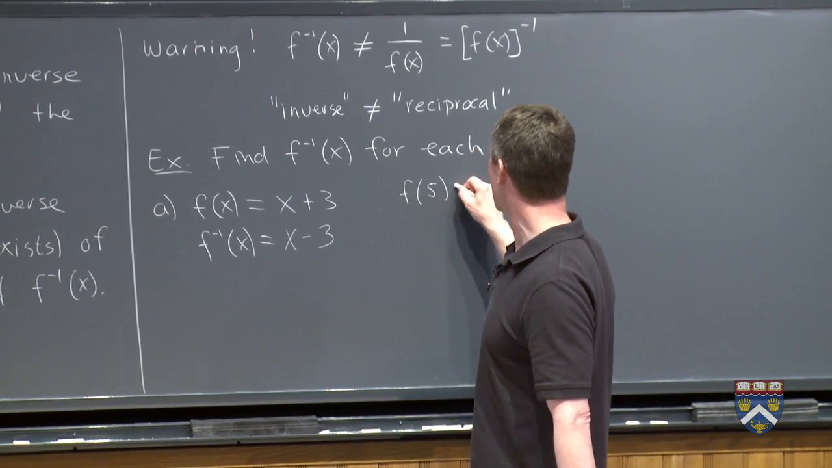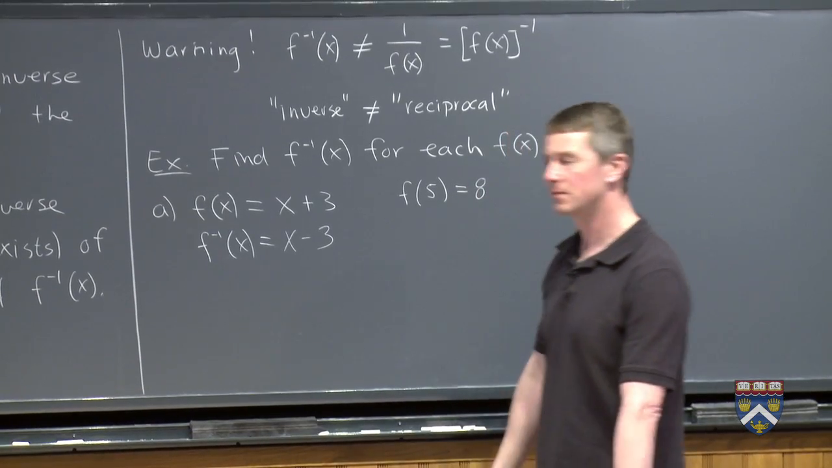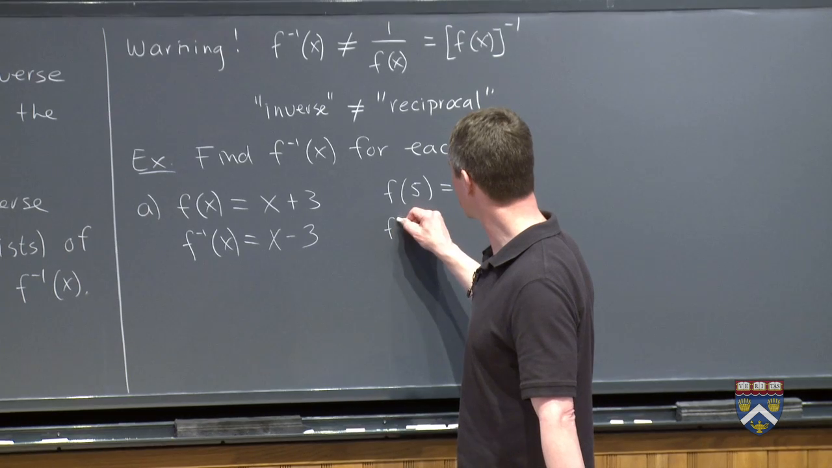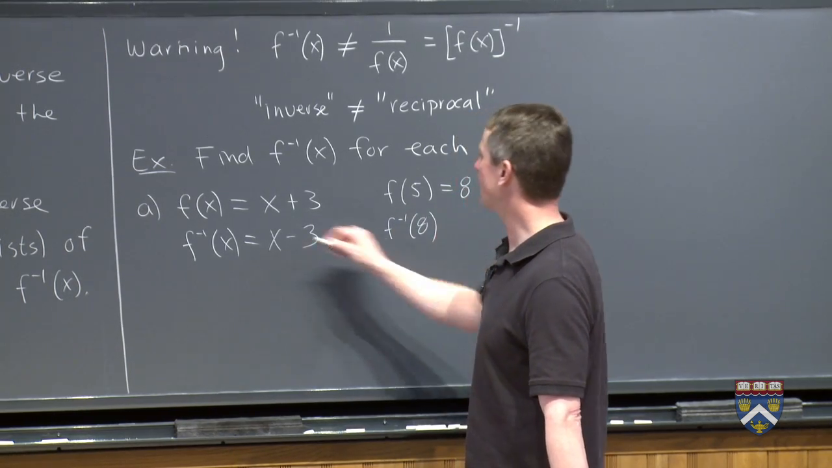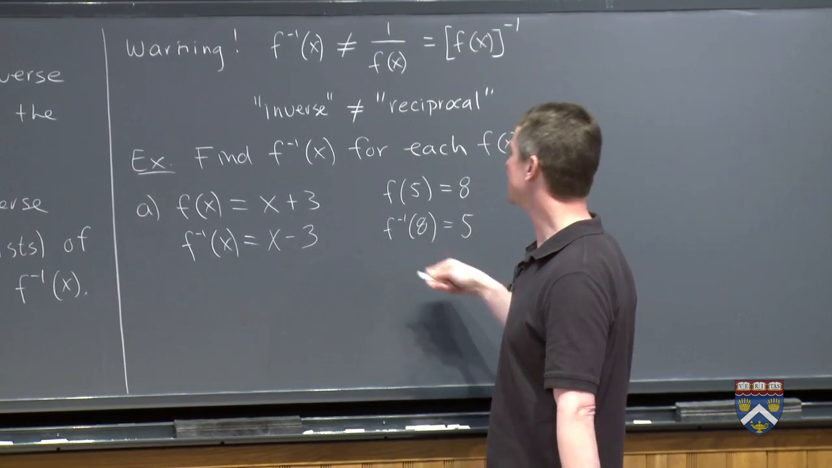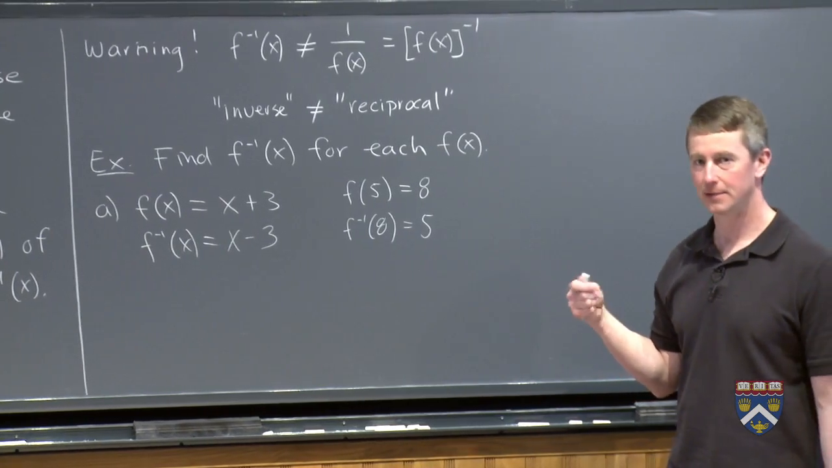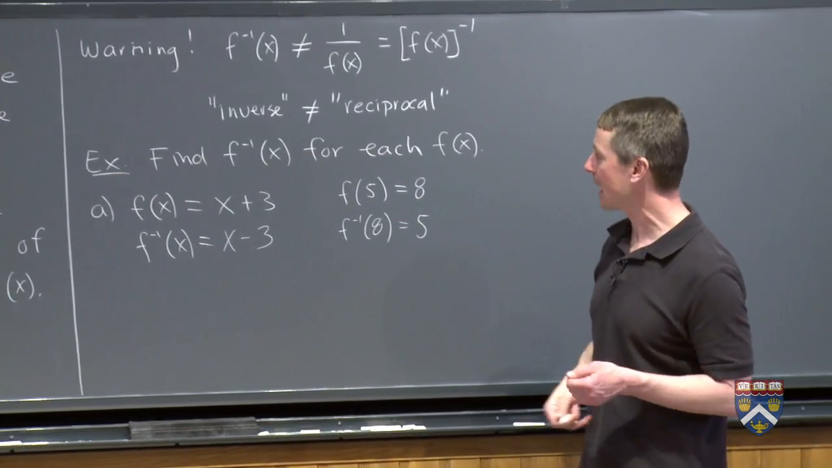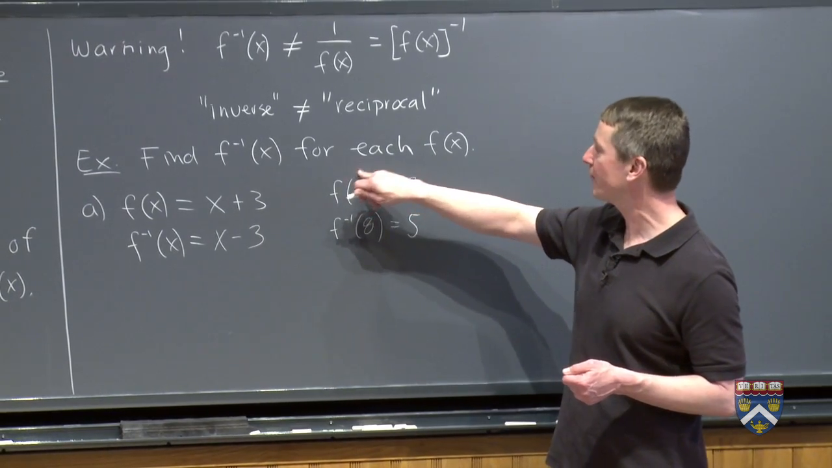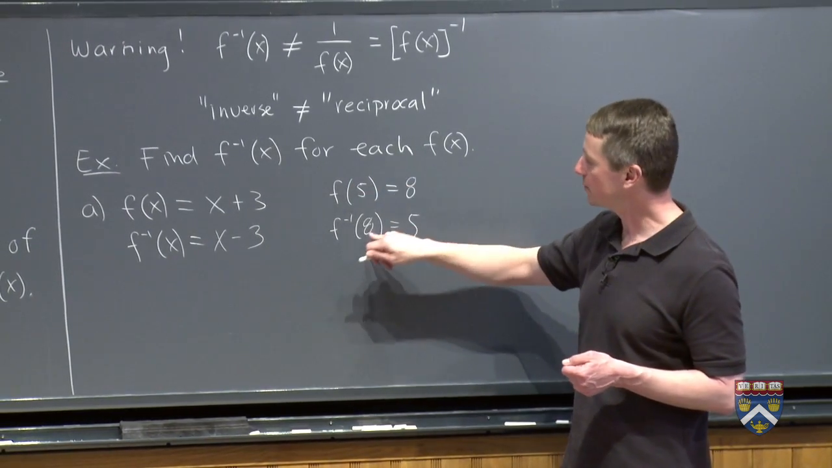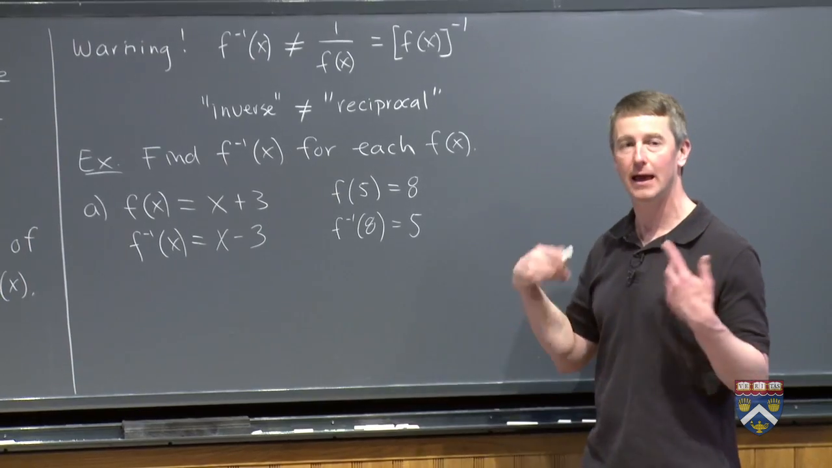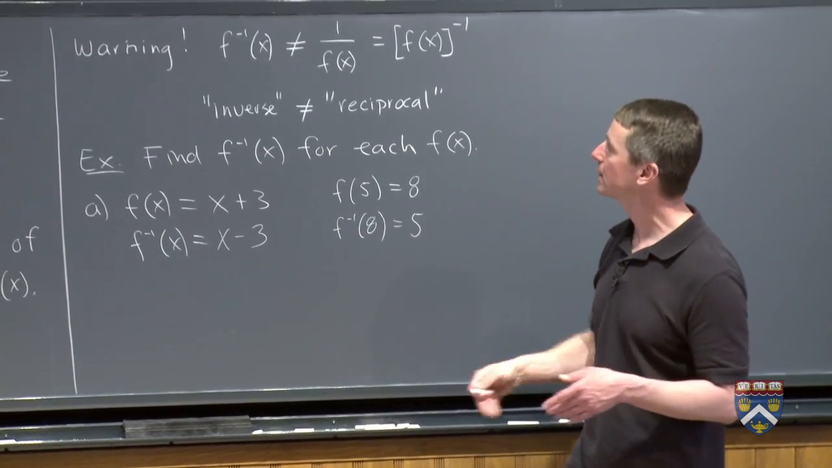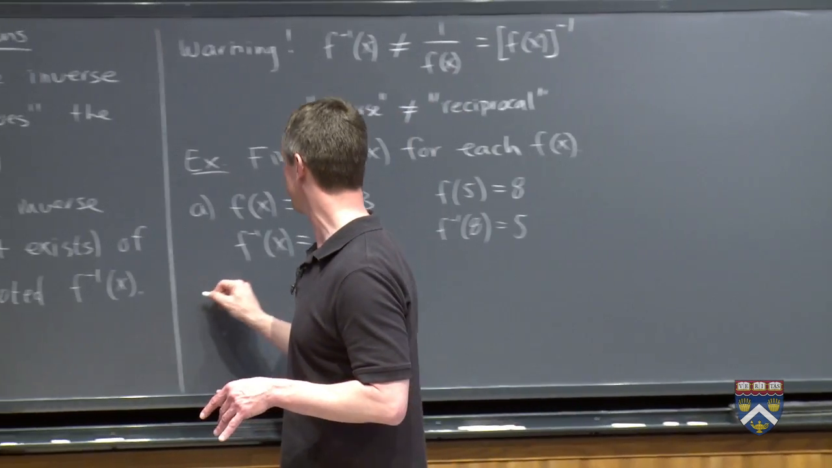So suppose I do f of 5. F of 5 is 8. Suppose I now do f inverse of 8. F inverse of 8 is 5. F inverse has done its job. The job of f inverse was to undo the work of f, and that's exactly what happened. If you feed 5 into the f function, you get 8 as the answer. Then you feed 8 into the f inverse function, and you're right back to where you started at 5. F inverse undid the work of f. We did nothing with reciprocals at all there.